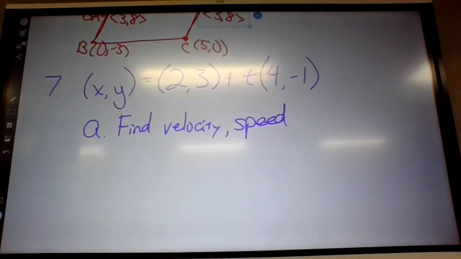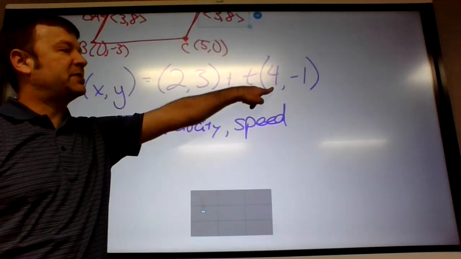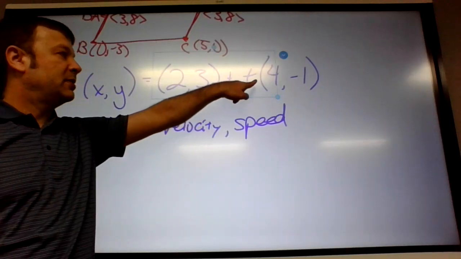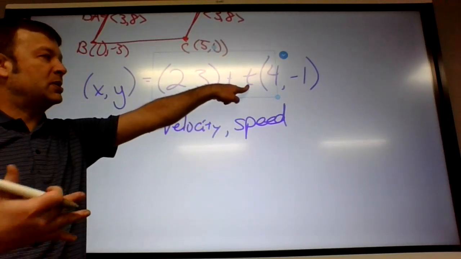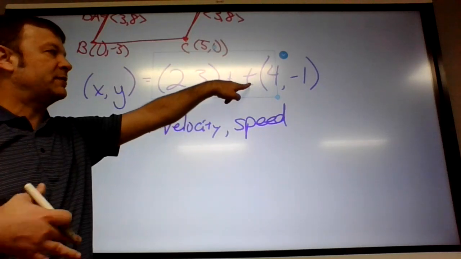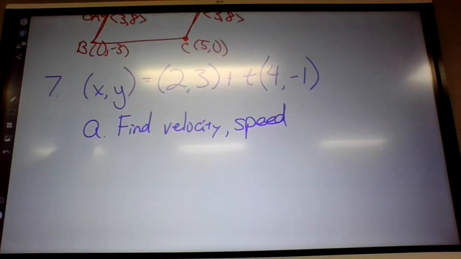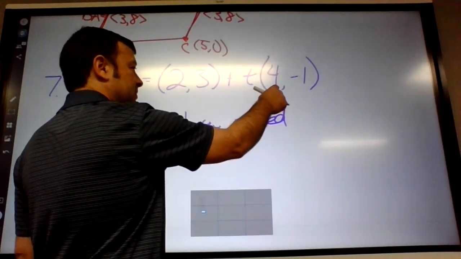Alright, do you guys remember this? It's called a parametric equation. The 2, 3 stands for a starting point. And then this is the vector that tells you how it's moving. It goes right 4, down 1 every time t. T is like time. So after 1 second, it's gone right 4, down 1. After 2 seconds, it's gone twice as far. Anyway, the velocity is just this thing.